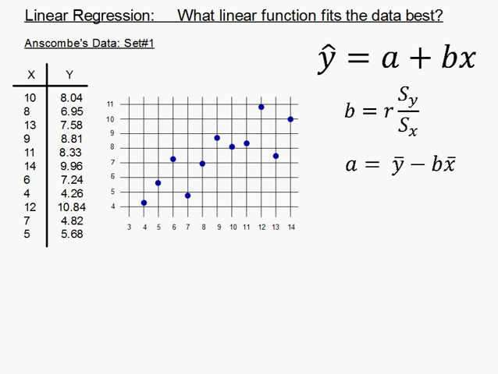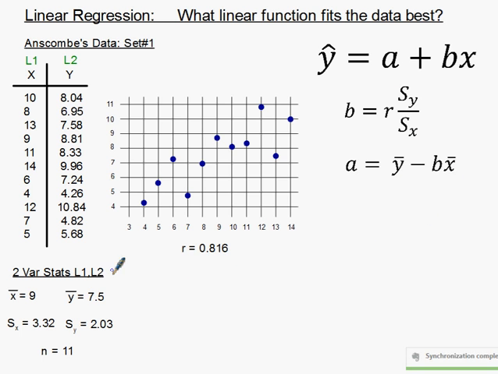So if we want to calculate by hand our a and b values, we can do so using our sample standard deviations. R is our correlation coefficient. Y bar and x bar, of course, are the means of the x's and the y's. All of that we can get using our 2-Var Stats, which is over here: x bar, y bar, sample standard deviations, and of course the R we got in the last video. So now it's just a matter of plugging them in.